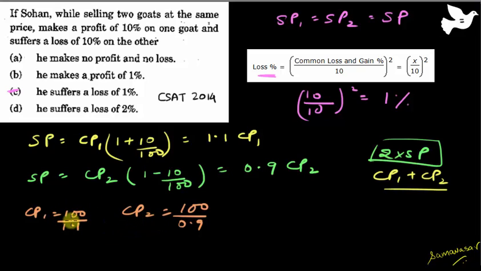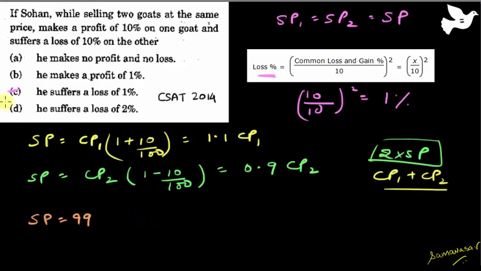So in this particular case, instead of taking my SP to be 100, what I will do is take SP to be 99. Why do I take it to be 99? Because 99 will be divisible by 1.1 and also 99 will be divisible by 0.9. So it's just that I'm taking some multiple of both these numbers. So I'll show you how it becomes much easier. So now in this case, I will assume my SP to be equal to 99.